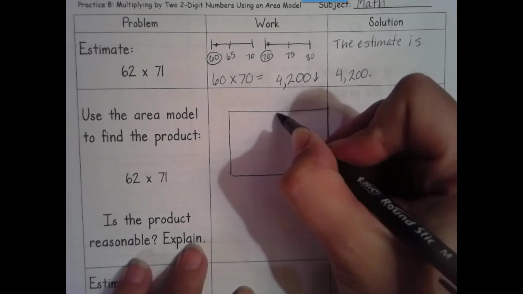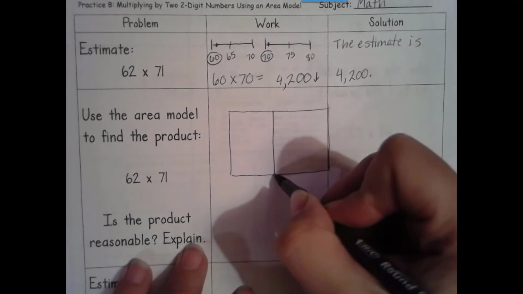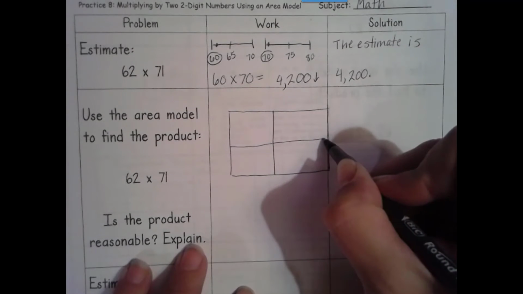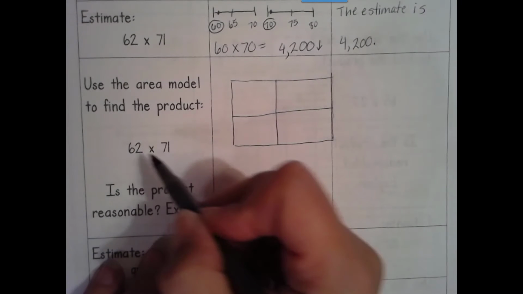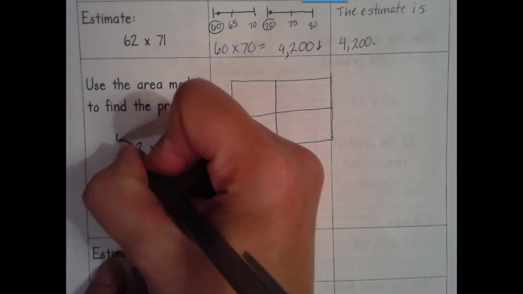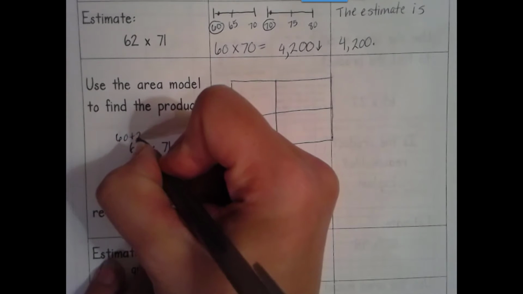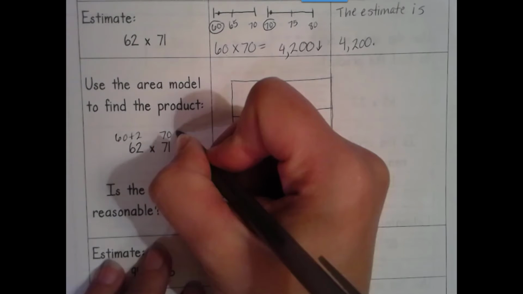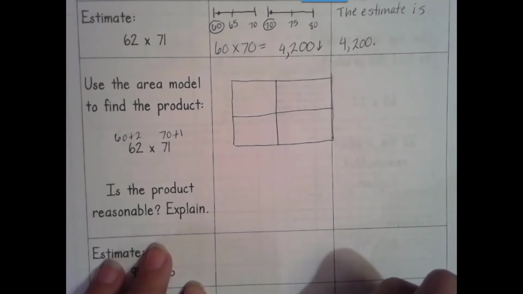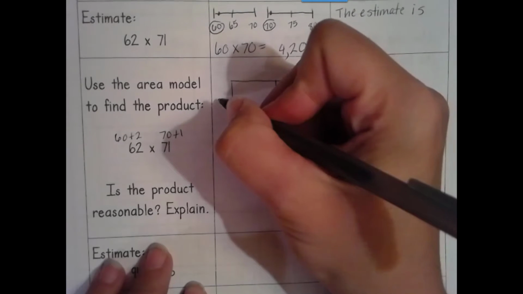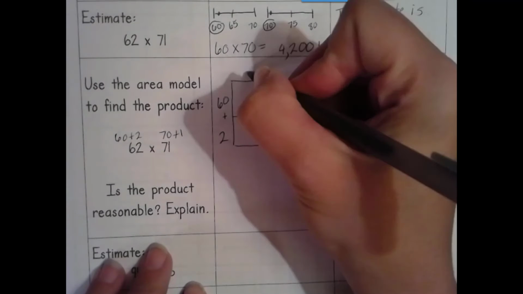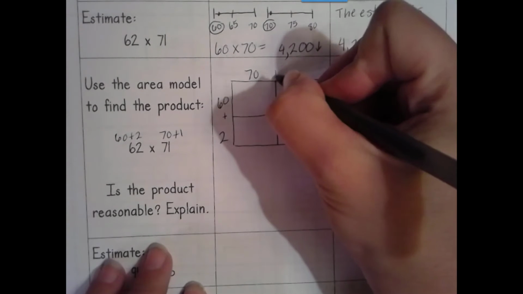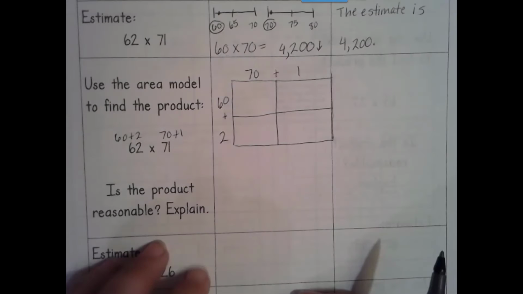I'm going to make our rectangle. Okay, we need to break apart each of these numbers into their expanded forms. So we have 60 plus 2. We have 70 plus 1. So 60 plus 2, 70 plus 1.